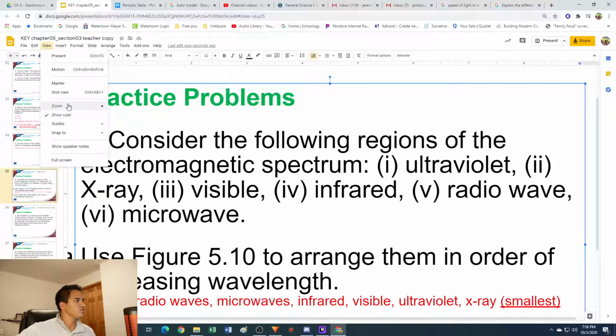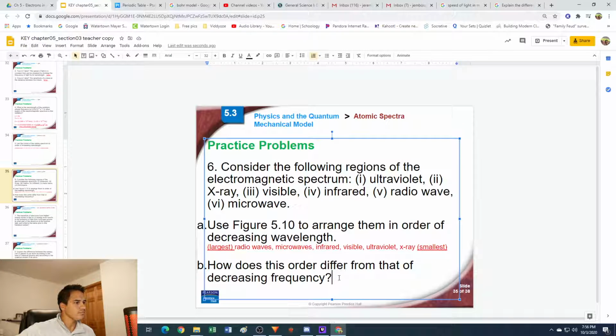So let's unzoom. How does this differ? We'll say that largest wavelength is equal to smallest frequency. And smallest wavelength is equal to largest frequency. Okay, so again, they're opposite from each other.